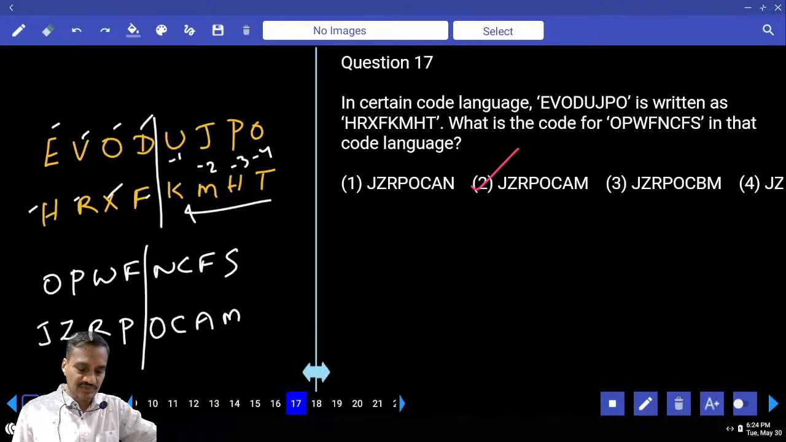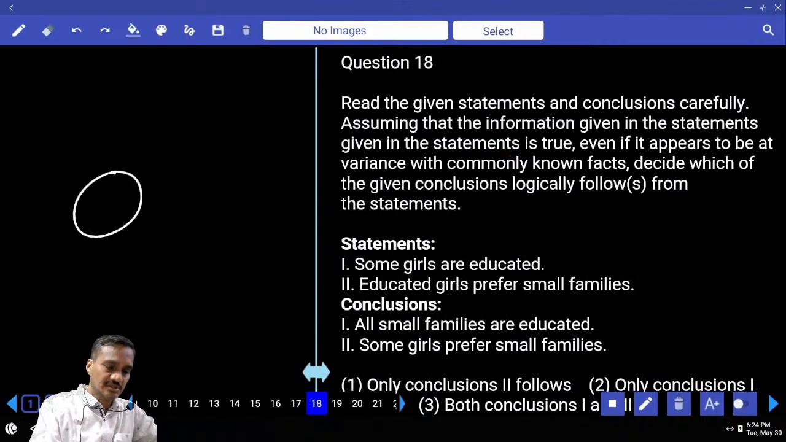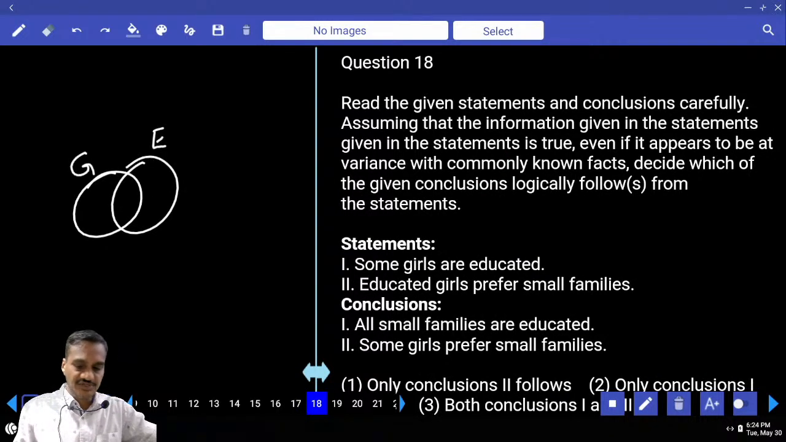The next one, 18th one. Now some girls are educated. Now these are the girls who are educated. And educated girls prefer small families. Now educated girls prefer means which educated girls we are talking about? Some are, all or no?